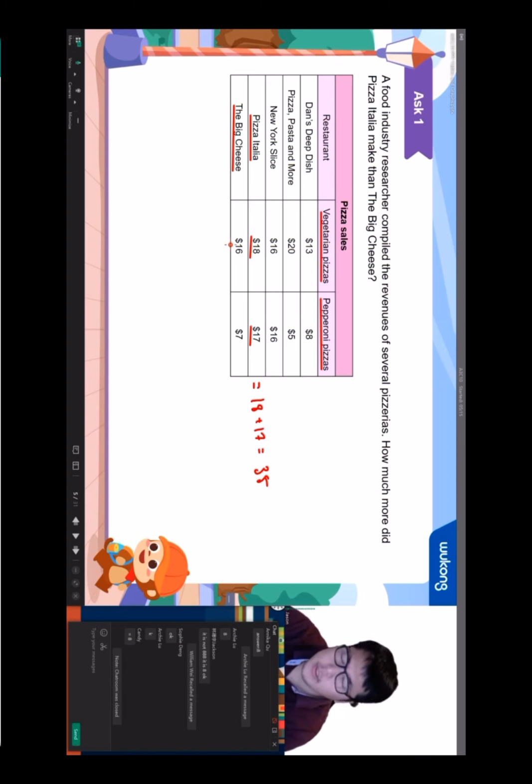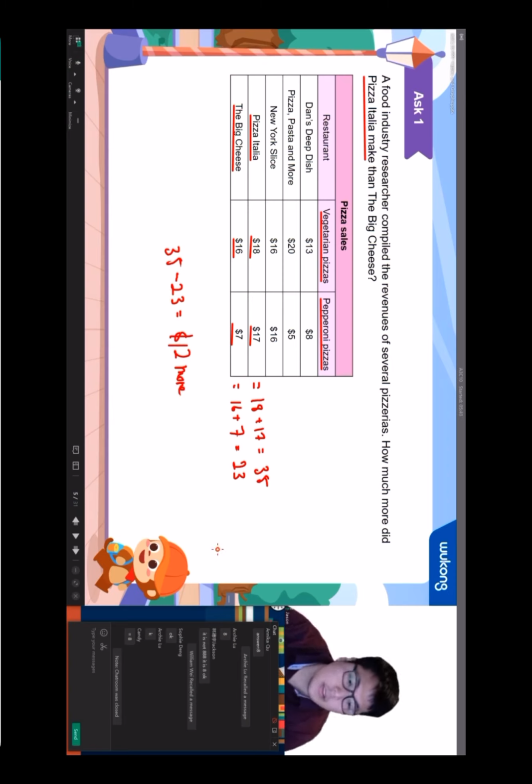And what about the Big Cheese? $16 for vegetarian and pepperoni for $7. So 16 plus 7 equals $23. So how much more did Pizza Italia make? Let's just compare. 35 take away 23 equals $12 more. So guys, do you see what I'm doing? I am looking for my clues from this table. I'm getting the information that I want. I don't care about any other information. So it's your job to pick the correct information from the tables, guys. Does that make sense, everybody?